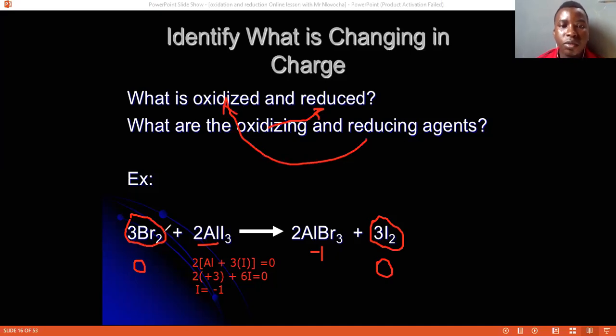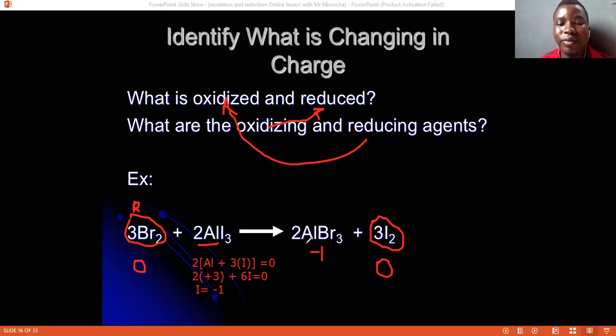So now, which one is reduced? Bromine has gone from 0 to minus 1. That's reduced. Yes, so the oxidation state has reduced. Simple, simple. So if they ask you what is reduced, you just write Br2 is reduced.